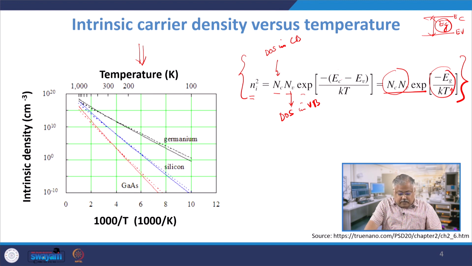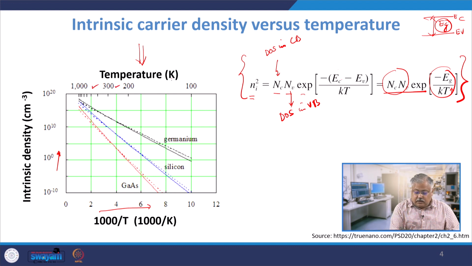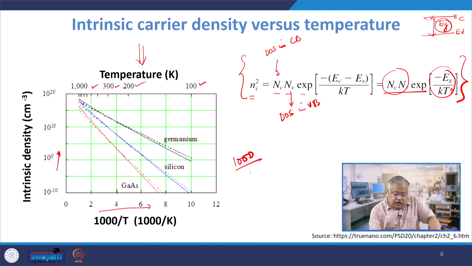Please understand this is 1000 by T. So, as you move from this side to this side, basically temperature reduces, because when temperature reduces, 1000 by T will go on increasing. This is a log scale on the y axis, decade log scale here. So, this is 1000 degree centigrade, then this is 300 Kelvin, then 200 Kelvin and 100 Kelvin. So, what I get is 1000 corresponding is 2, then 4, 6, 8 and so on. So, 1000 by T equals 2 implies that T equals 500 Kelvin. So, at 500 Kelvin, which is this one, you get 1000 by T equals 2.